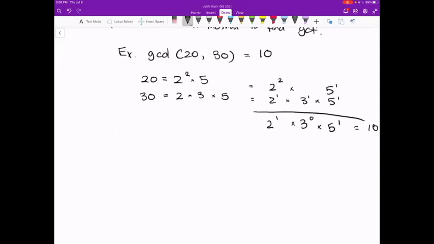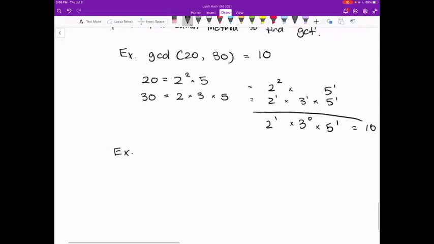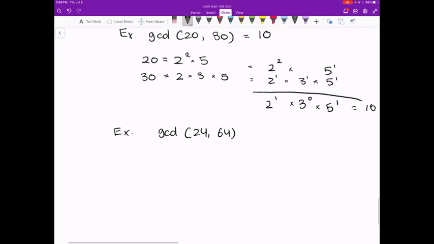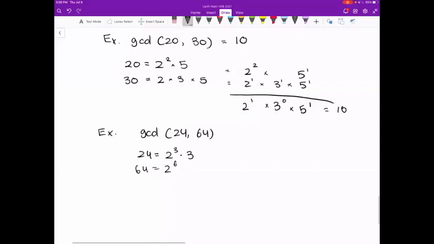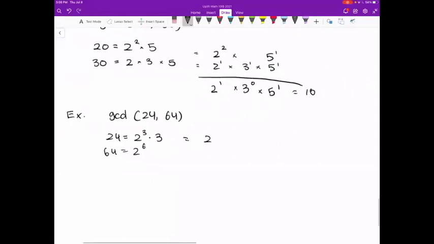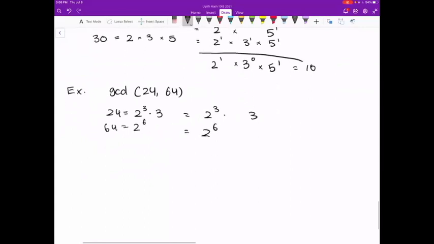So we can do another example with the numbers 24 and 64. And we could prime factor both of these out. 24 gives us 2 cubed times 3, and 64 gives us 2 to the power 6. And we can do the aligning method. And then we could take down the lowest exponent, which would be 3. So 2 to the 3. And then it's 3 to the 0. And that would be your greatest common factor, which would be 8.